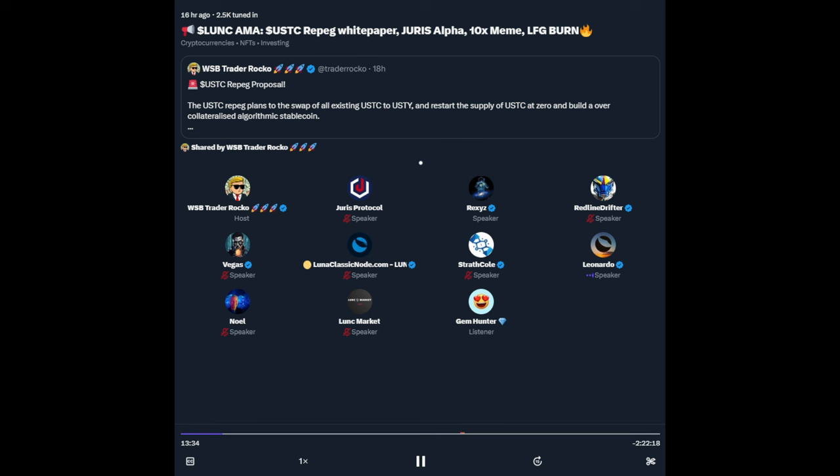You could mint USTC token, right? If I read the white paper correctly, you could mint USTC token to burn Lunc. You could use it to... There's five different options I think you could do with it.